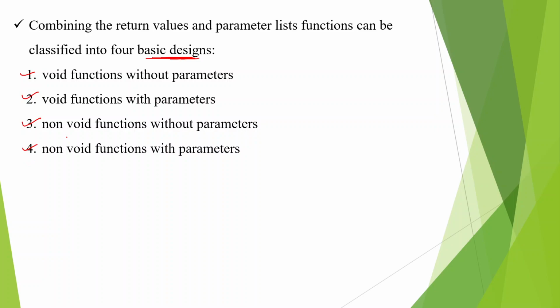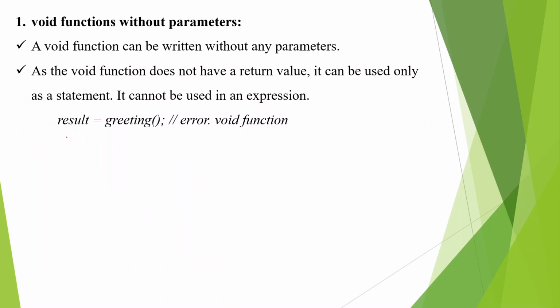One by one, quickly we'll go to the first one: void functions without parameters. See here, void functions can be written without any parameters. As the void function does not have any return value, it can be used only as a statement. We cannot use it as an expression. When we go through the further categories, before we reach the last category, you will understand this. What do we mean by using a function call as a statement and as an expression? You will understand before that.